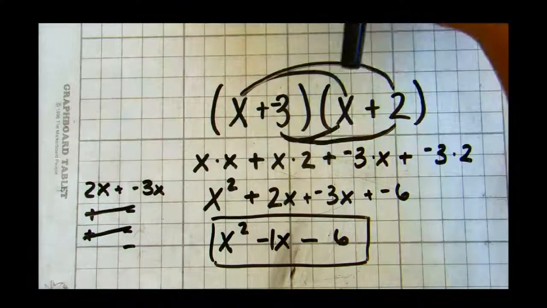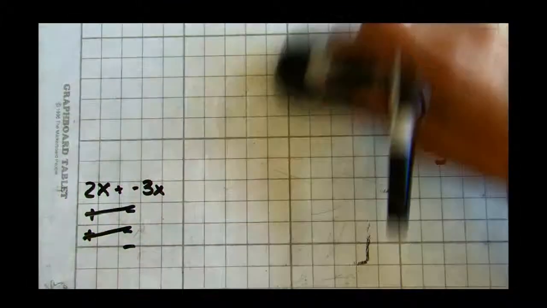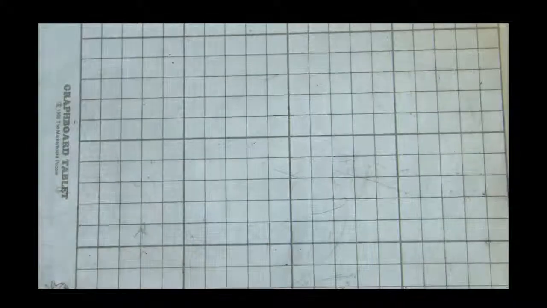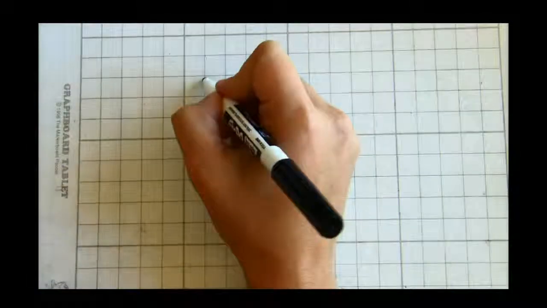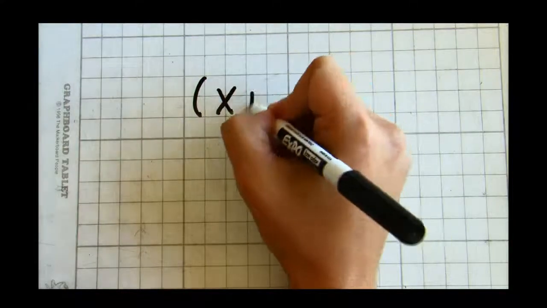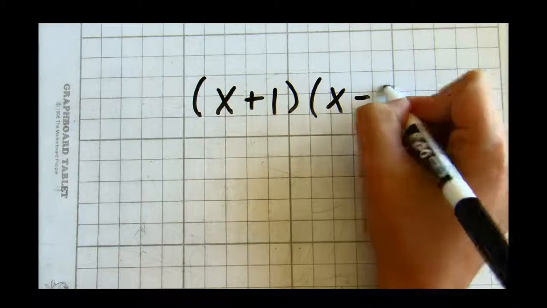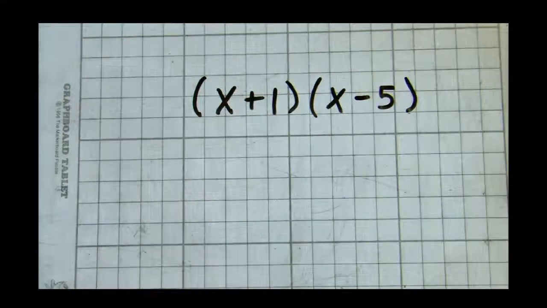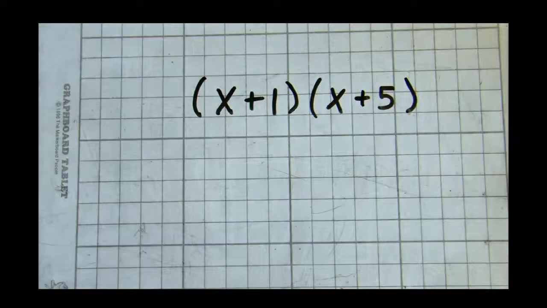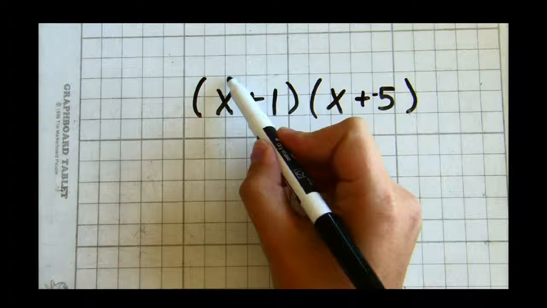Let's go ahead and do one more. Go ahead and erase your board. So if I have x plus 1 times x minus 5, what am I going to do first before I distribute? Fantastic. Change my negative to a plus sign and change my sign to a negative. What am I distributing first? Great, the x and the x plus 1.